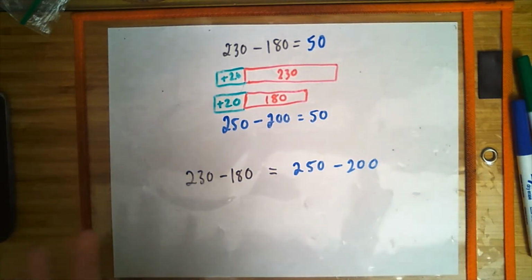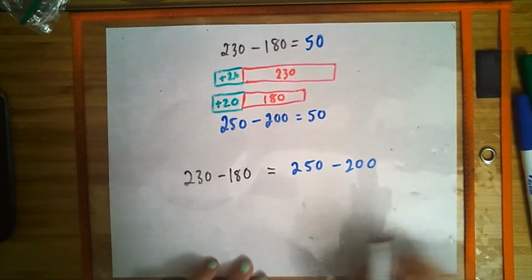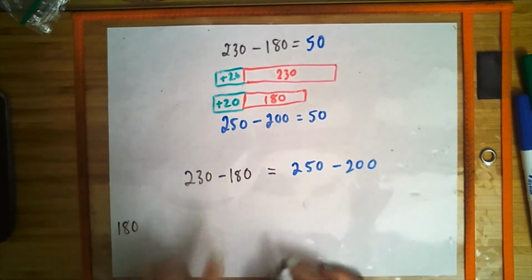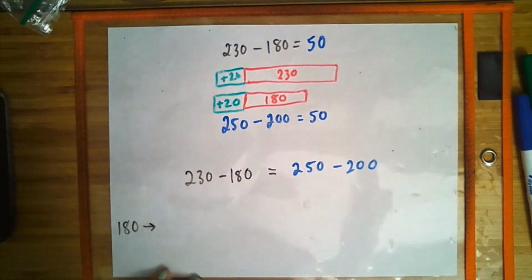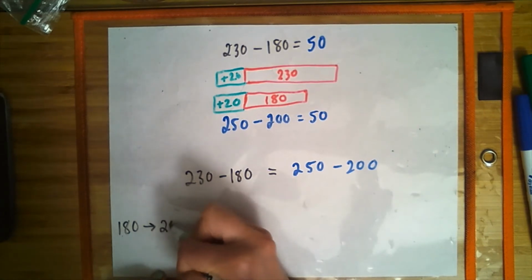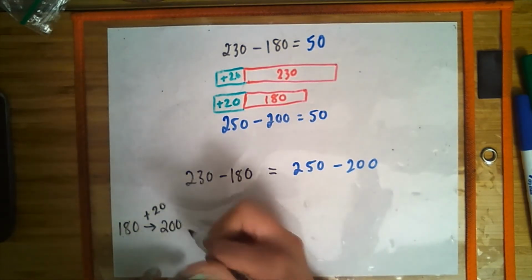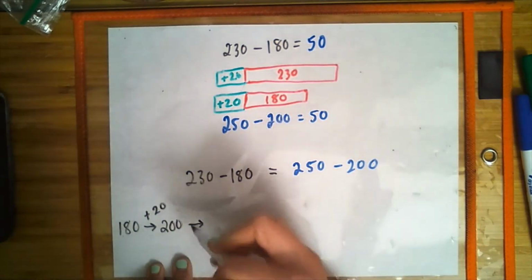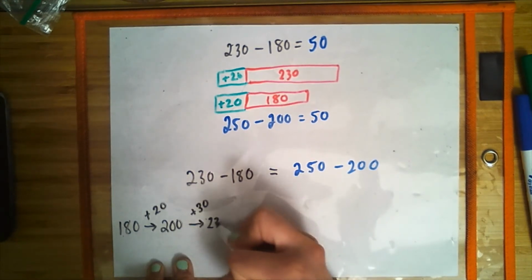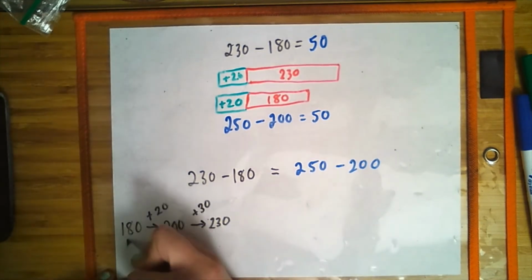So I'm going to use the arrow way for this one. Starting at 180, I'm going to go up to the whole, which is 230. I'm going to go up to 200, and that was 20 more. Then I'm going to go up 30 more to 230. We've landed at our whole.